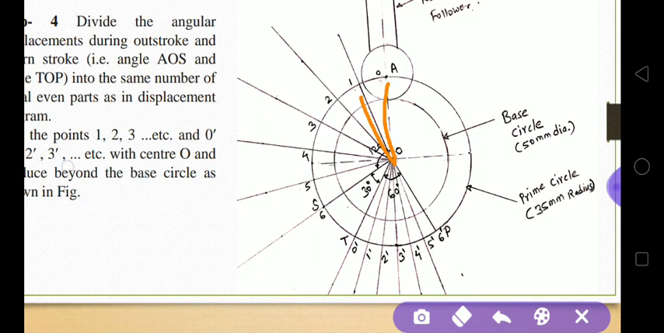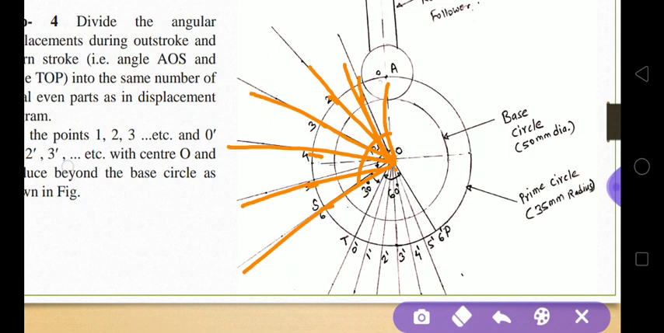So similarly at 20 degree, mark these points at each 20 degree, and then join these points with O, 1 2 3 4, each 20 degree marked point, so that you have divided this 120 degree angle into 6 equal parts.